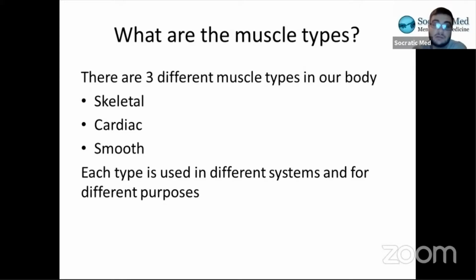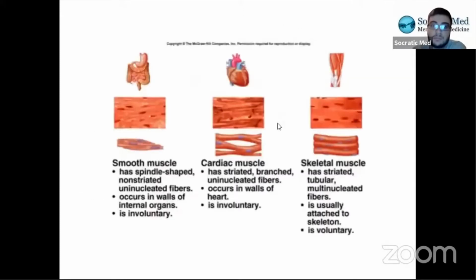Like I mentioned, today we'll be mainly focusing on skeletal, as the other 2 will come up in other lectures. But I want to show you what the difference is between all 3. All the way on the left, you have smooth muscle. The reason it's called smooth muscle is because it's the only muscle type of the 3 that's not striated. You can see right here, not striated. So when you look at it, it actually looks smooth.